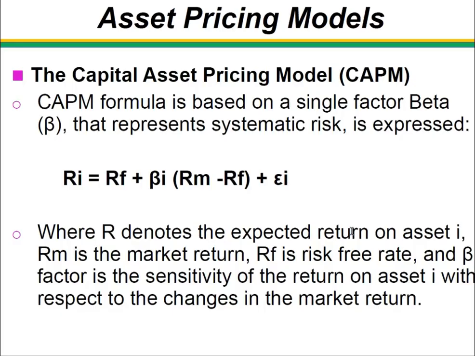The beauty of the capital asset pricing model lies in its simplicity and intuitive appeal. It says that the expected return on any asset should equal the risk-free rate plus a risk premium. The risk premium is determined by multiplying the market risk premium, which is R_m minus R_f, by the asset's beta. This makes intuitive sense. Investors should be compensated for taking on risk, and the amount of compensation should be proportional to the amount of systematic risk they're taking on. Assets with higher betas should have higher expected returns to compensate investors for the additional risk they're taking.